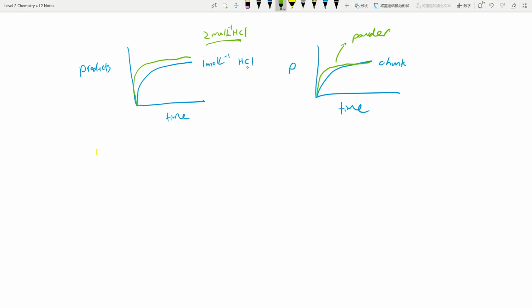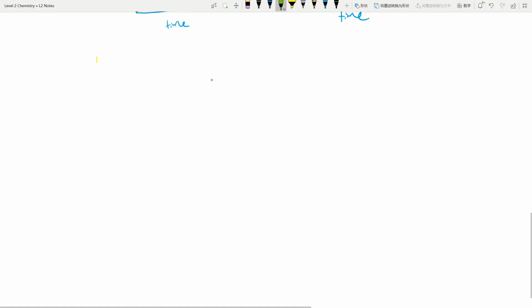Okay, so you need to look at the table, they normally give it to you in a table. They should be really clear that they're only changing one thing, like in this case powder versus chunk. Everything else should be the same. So it just means the powder will finish reacting faster, but you are still producing the same amount of stuff. Okay, so that's concentration and pressure, very straightforward. I do want to do temperature now because temperature tends to be the hardest.